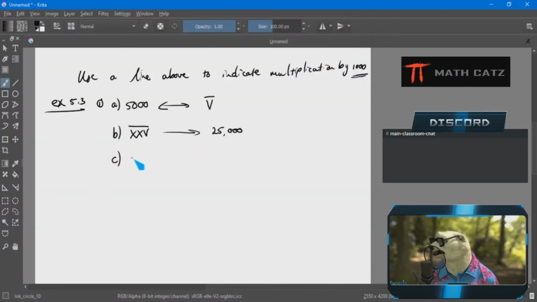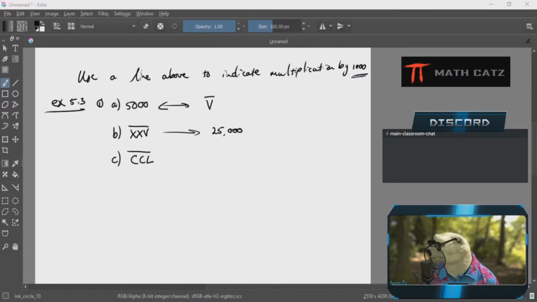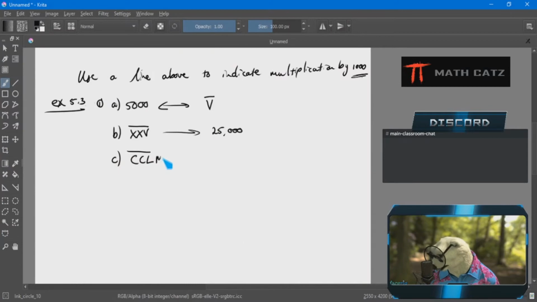CCL with a line. CCL with a line. And then 3 M's. M, M, M. All right. So let's see. I have 250 under the line. So 250,000 and 3,000. So 253,000. Now, the nice thing is, I'll say at this stage, that we can still work in thousands in this case. The L with a line over it is 50,000s and then the CC is 200,000s.